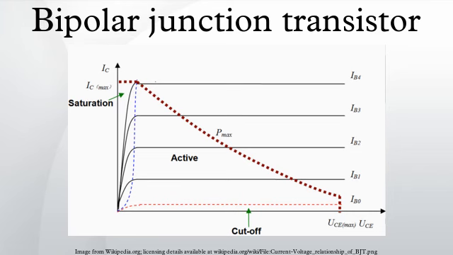Charge flow in a BJT is due to diffusion of charge carriers across a junction between two regions of different charge concentrations. The regions of a BJT are called emitter, collector, and base. A discrete transistor has three leads for connection to these regions.